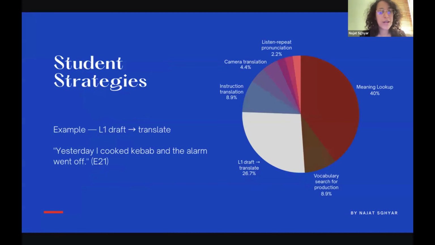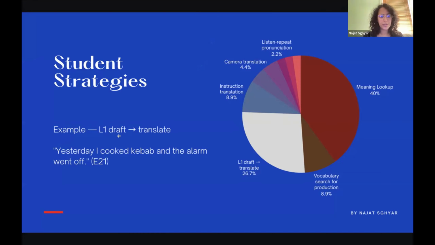Now, let's look at the student strategies that were used. Mainly meaning lookup, that was almost half of their use. Vocabulary search for production, when they needed to write something and they were looking for a word. L1 draft to translate. Basically, they would write the sentence in their first language and then translate it into English. They also used it for instruction translation, camera translation, especially with beginners, and a little bit with listen and repeat pronunciation. That was helpful when they didn't know how to say a word in English.